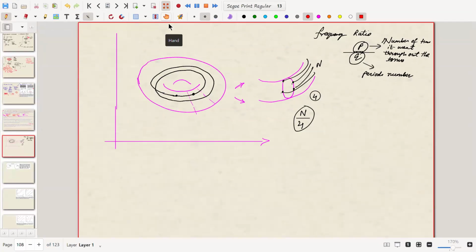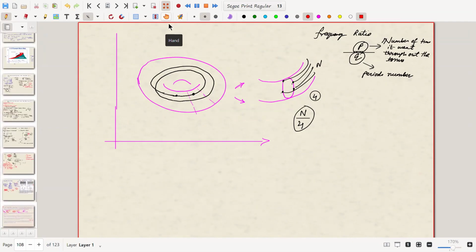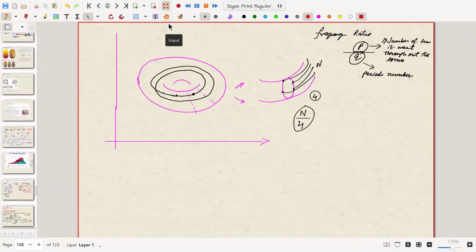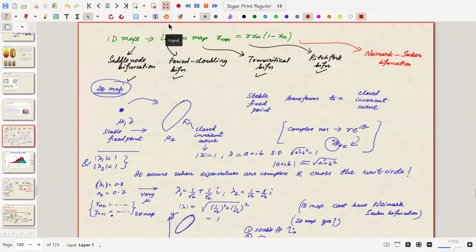Last class, the quasi-periodic route to chaos, how quasi-periodic behavior can lead to the formation of chaotic behavior. Okay, so what we discussed last class, I just want to recall for around 5 minutes. I told you why we suddenly started discussing two-dimensional maps.